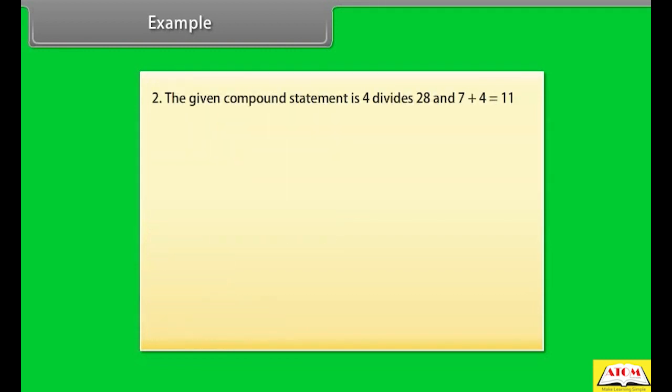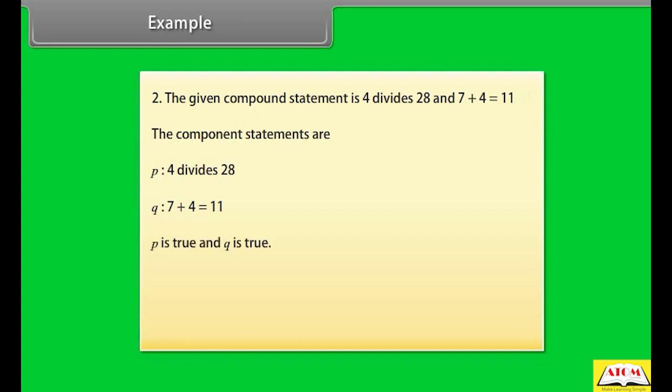2. The given compound statement is "4 divides 28 and 7 plus 4 is equal to 11". The component statements are P: 4 divides 28. Q: 7 plus 4 is equal to 11. P is true and Q is true. Hence, P and Q is true.